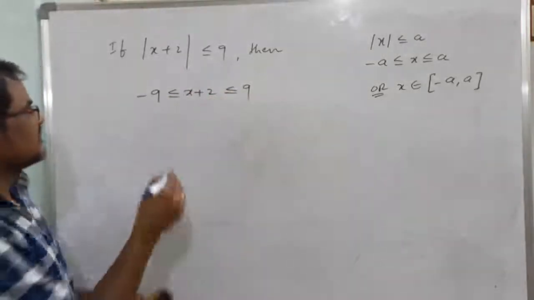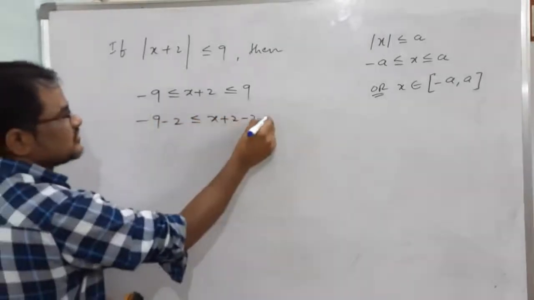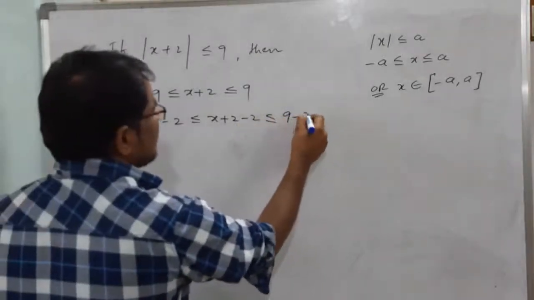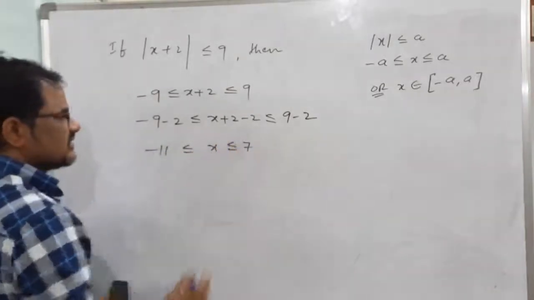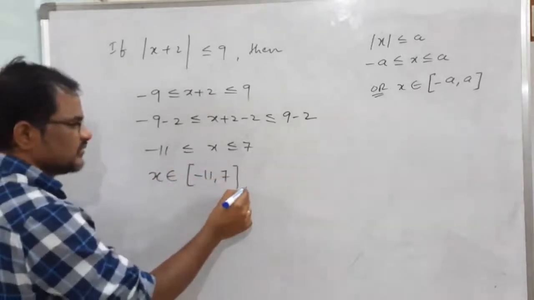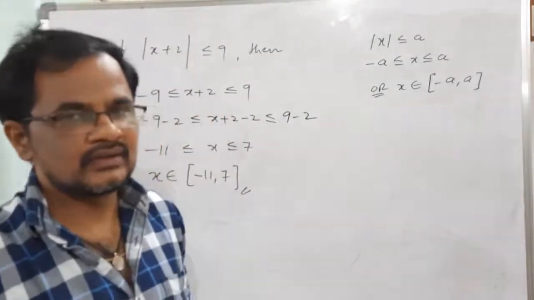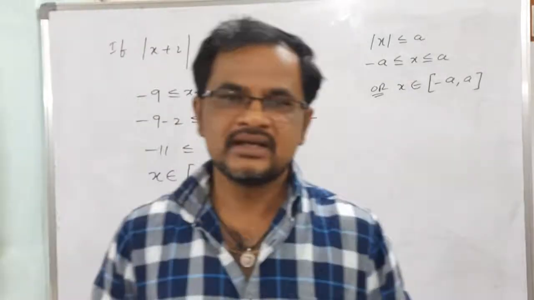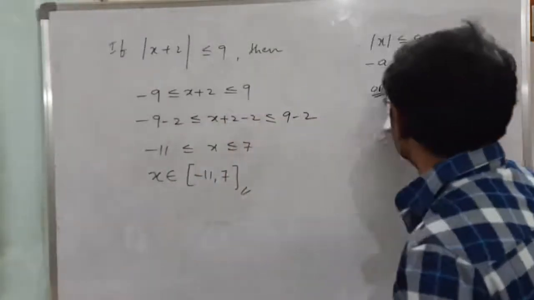Next, take minus 2 here. So minus 9 minus 2 less than or equal to x plus 2 minus 2 less than or equal to 9 minus 2. Now we get minus 11 less than or equal to x less than or equal to 7. That's it. x belongs to the closed interval minus 11 comma 7. Simple problem. So these are some problems from the NCERT exemplar book related to linear inequalities. And now we will see the previous years' problems.